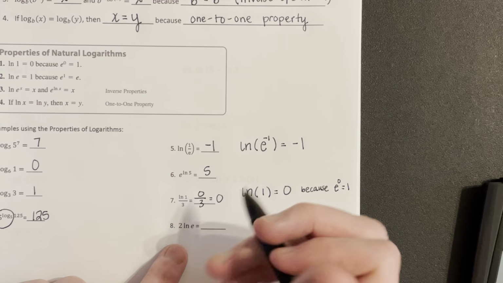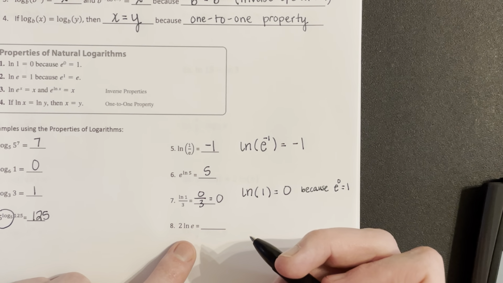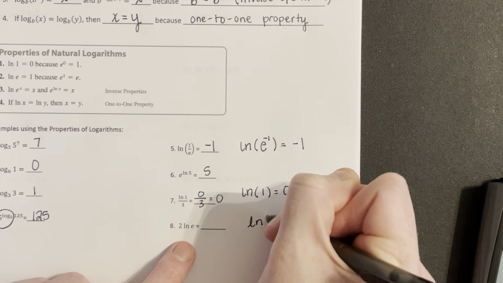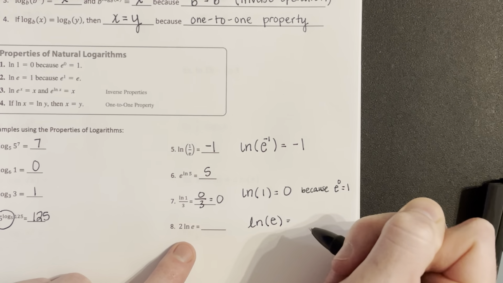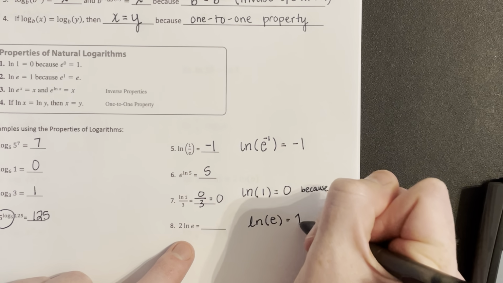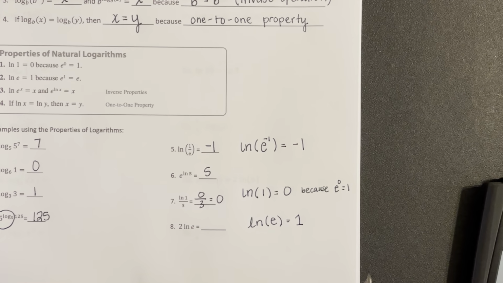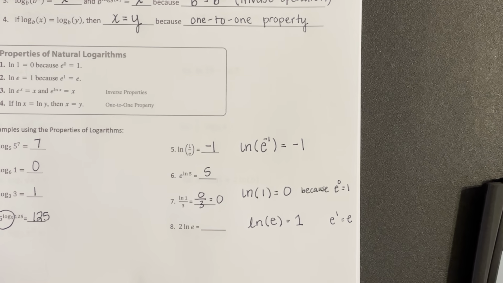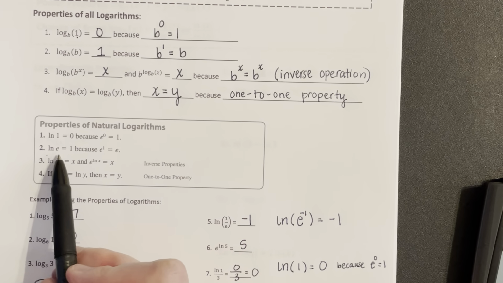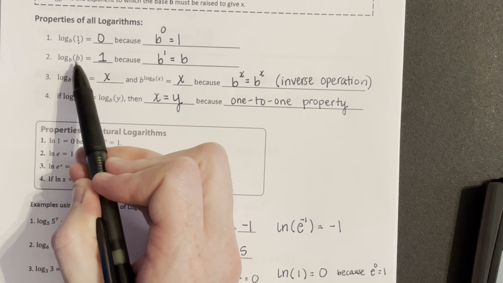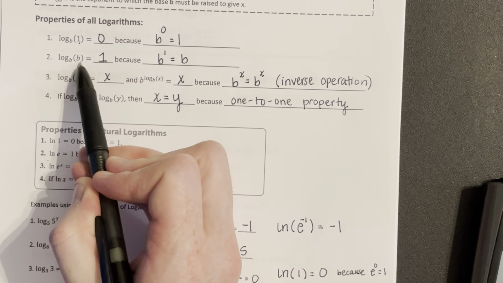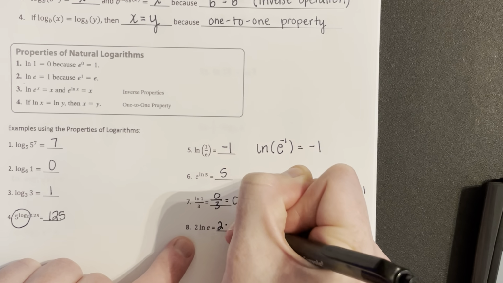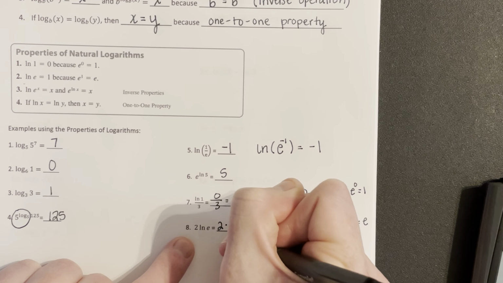Last thing, 8 says 2 ln of e, so 2 natural log of e. The natural log of e is just 1 because e to the first is equal to e. And that follows the second property there, where you're taking the log where the base and the inside are the same. So we end up saying 2 times 1, which is just 2.